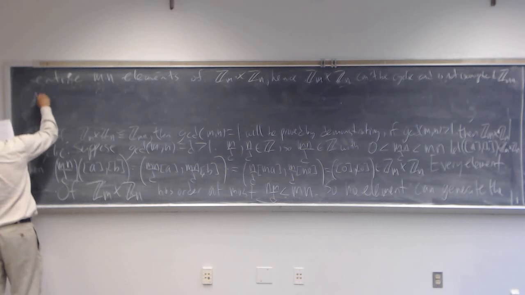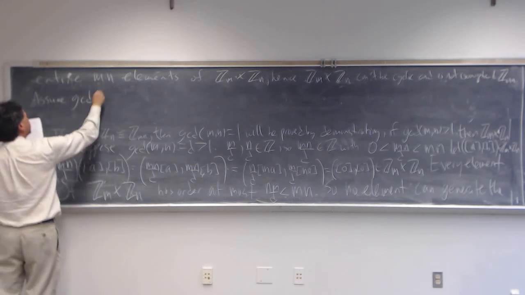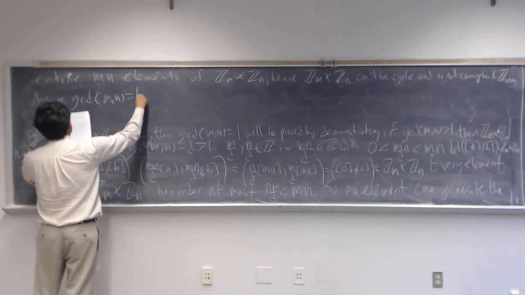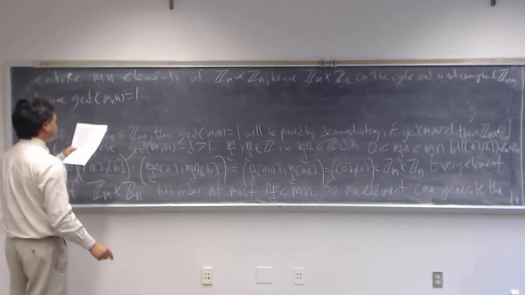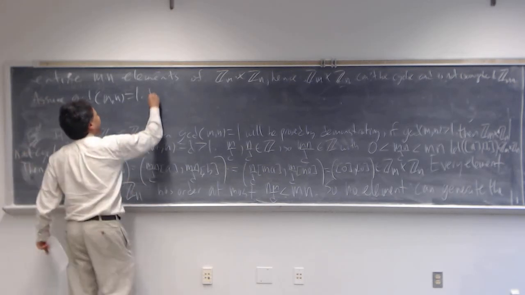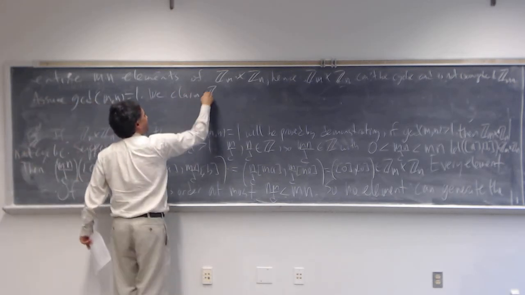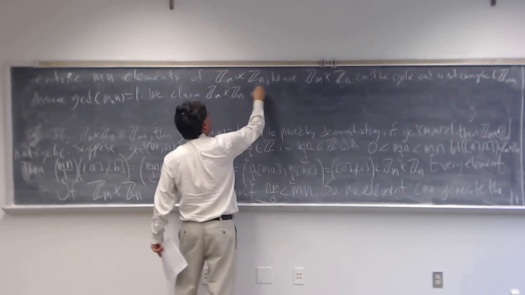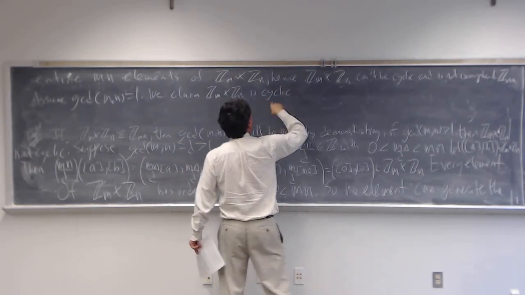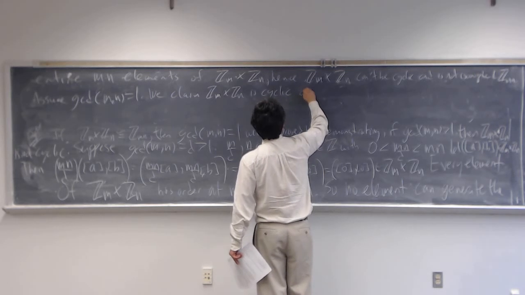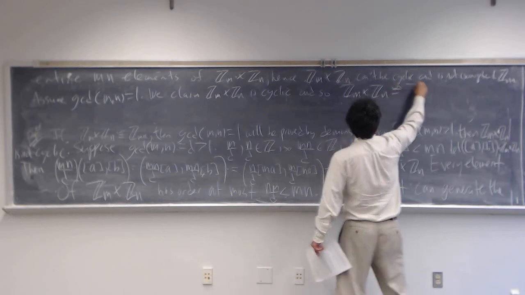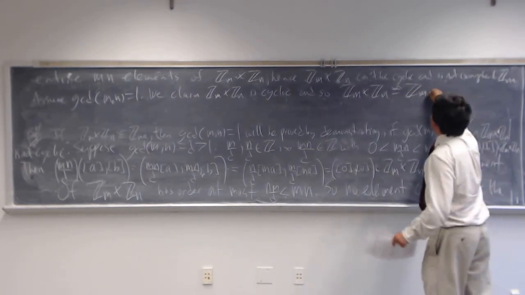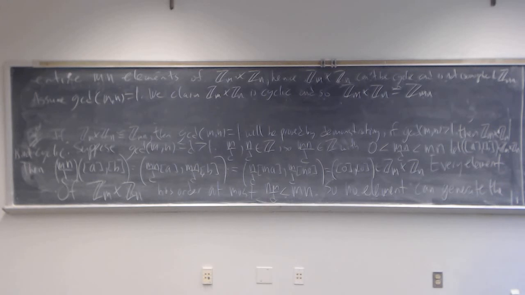Okay, assume the GCD of m and n is equal to 1. So we want to now show that it's cyclic. So we claim this is cyclic. And since we've proven that any cyclic groups with the same number of elements must all be isomorphic, that would show it's isomorphic to that cyclic group, if any cyclic group of mn elements is isomorphic to that.